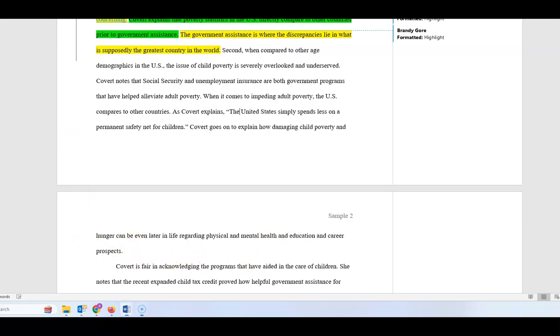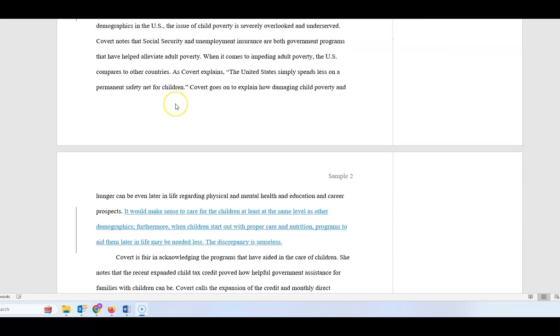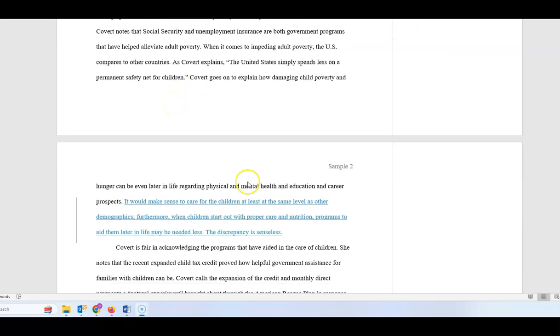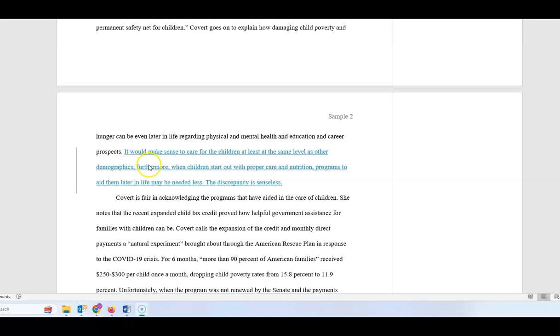Perhaps something like this. We have explained how other demographics are better cared for. Then, what is it that we're wanting our reader to take away? This is our opinion. It would make sense to care for the children at least at the same level as other demographics. Furthermore, when children start out with proper care and nutrition, programs to aid them later in life may be needed less. The discrepancy is senseless, right?